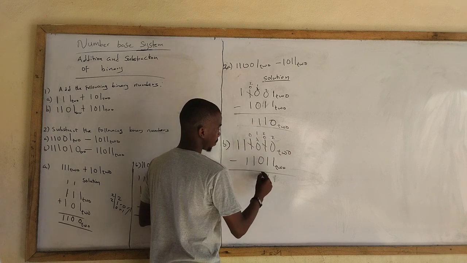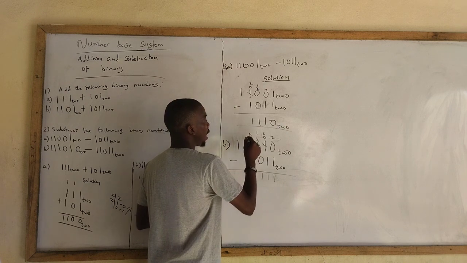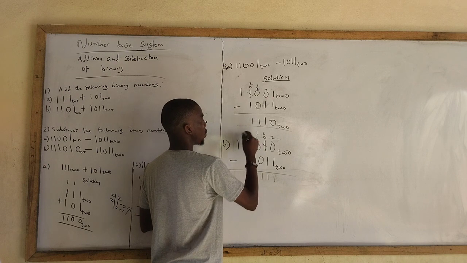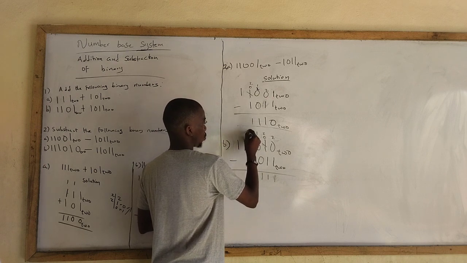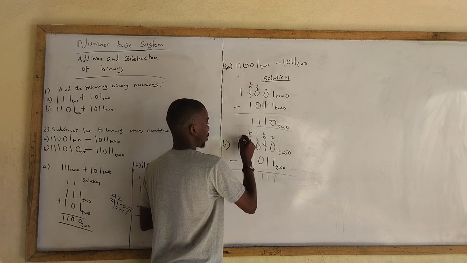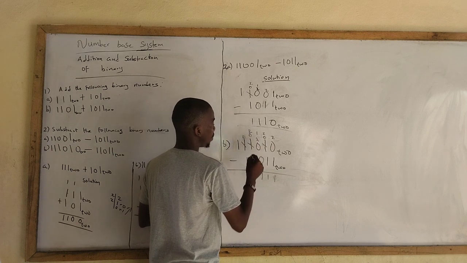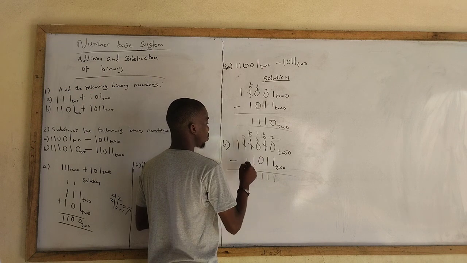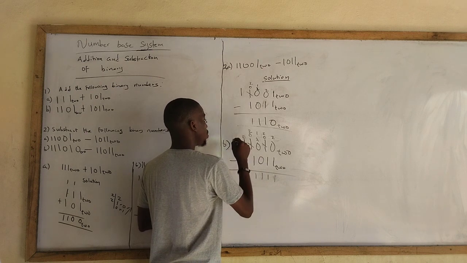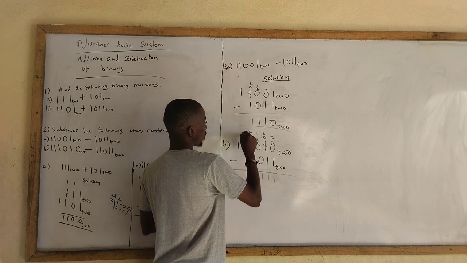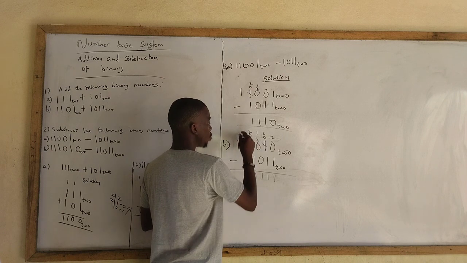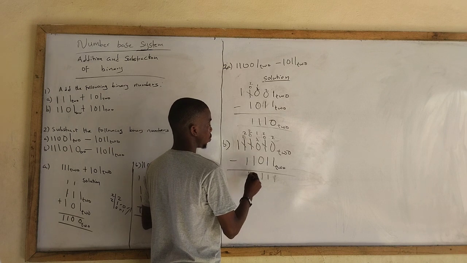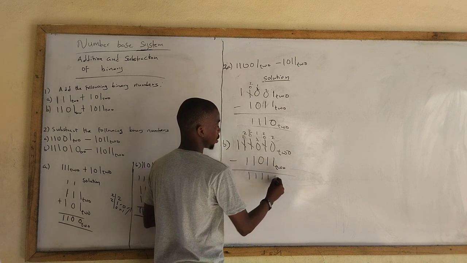is 1, and 0 minus 1 cannot, so we borrow 1 from here to here, but on arriving here the 1 becomes 2, so we cancel, have 0. So 2 minus 1 is 1. Okay, 0 minus 1 cannot, so we borrow 1 from here, but the 1 on arriving here becomes 2. So 2 minus 1 is equal to 1. So 1 1 1 1 1 base 2.